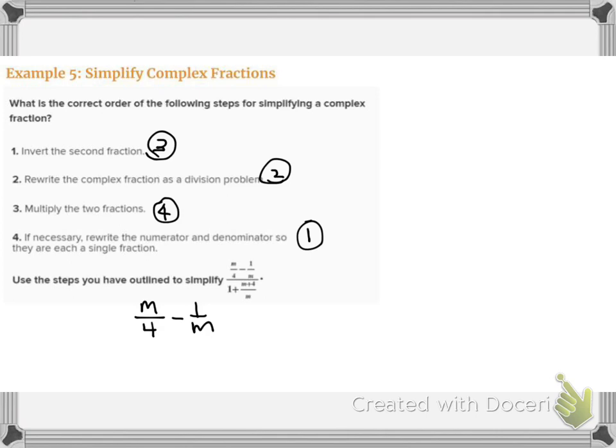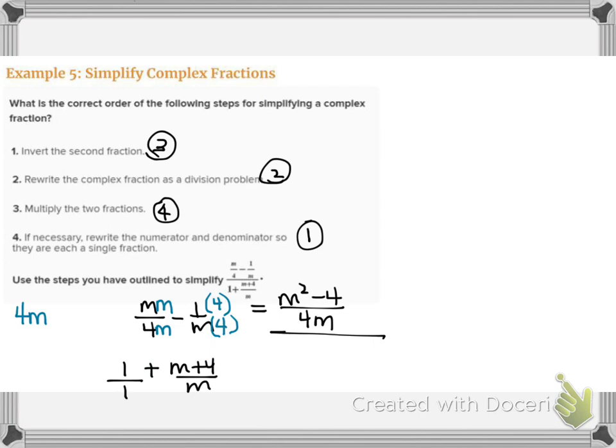What I'm going to do is find the common denominator by multiplying it together. So 4m is my common denominator. Here I needed an m to get that common denominator, so I multiply the top and the bottom. Here I needed a 4, so I multiply the top and the bottom by 4 and combine to get m squared minus 4 over 4m.